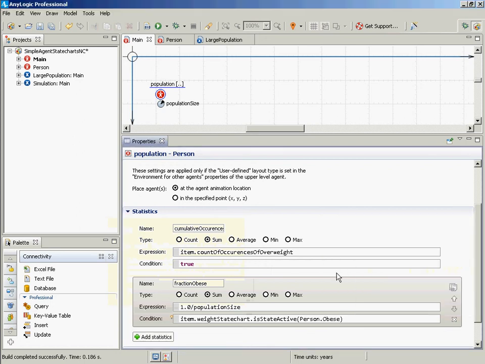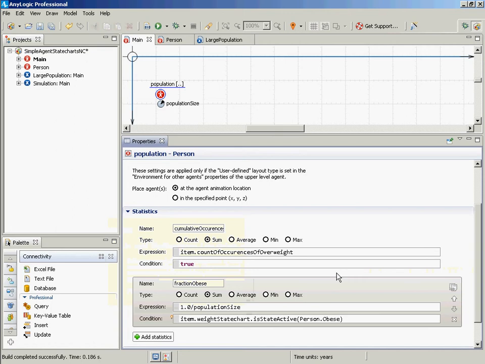Okay, so item dot weight state chart. We're going to ask whether they're obese, so we have to ask their state chart that has to do with obesity. We have to ask it, okay, is this certain state of yours active? And this is the name of the state, person.obese.